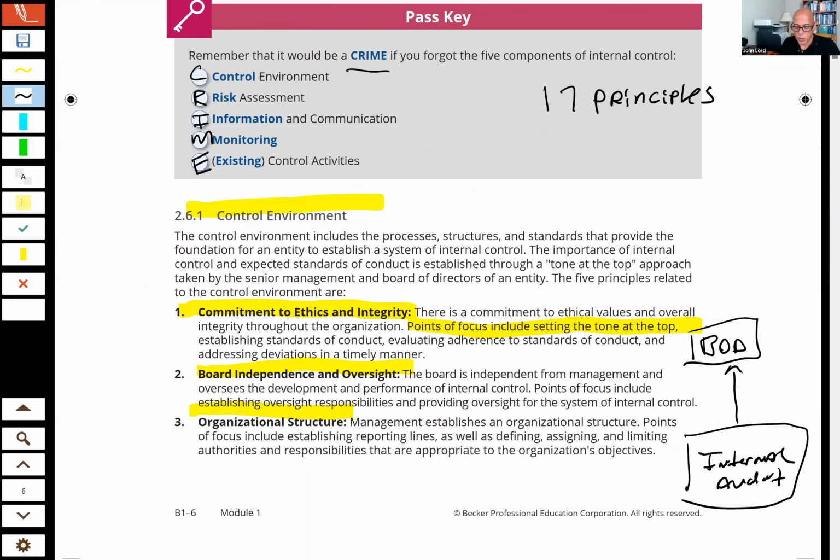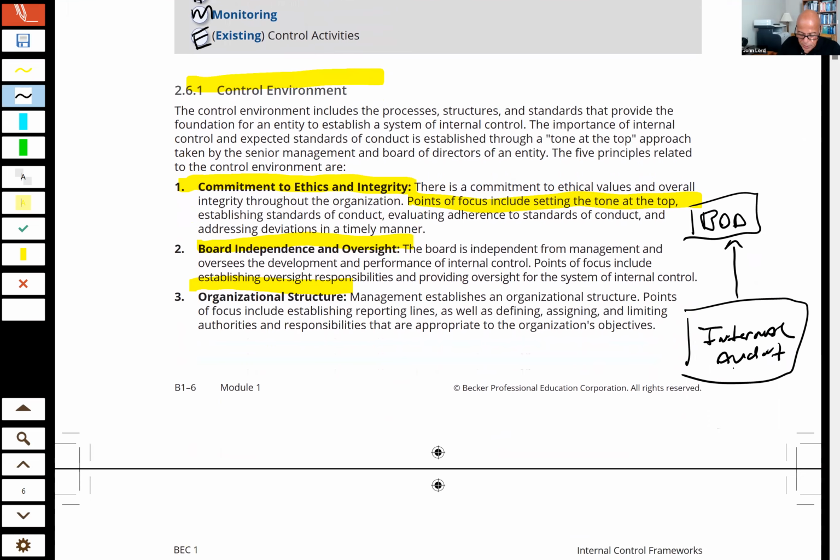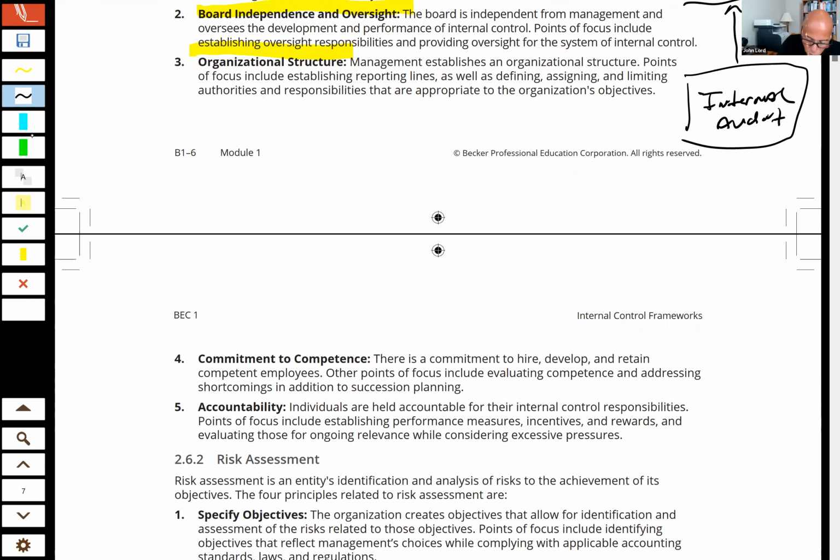That is an organizational structure that would demonstrate the independence and the importance of that monitoring process when the internal auditors feed back their findings to the board of directors. We see a commitment to competence. So we would have an expectation that we're going to hire competent people, maybe as employees, but we may also contract with a CPA to help us with various aspects of our financial operations. So there's a commitment to hire, develop, and retain competent employees, but it could also involve contracting with competent individuals to provide certain services. And then there is succession planning.